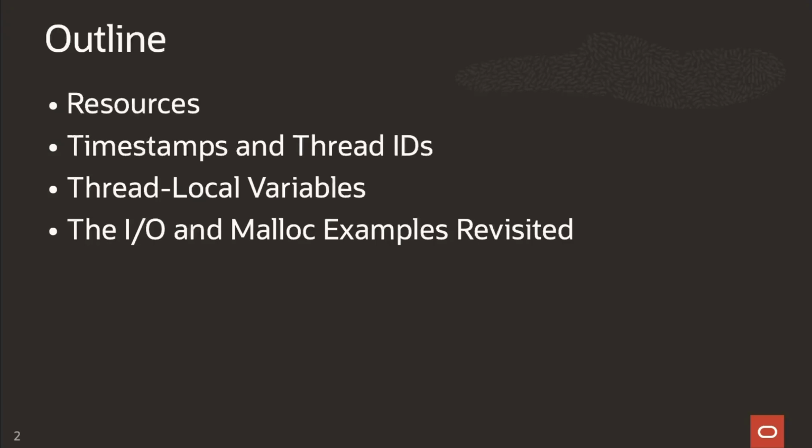I would like to show you some resources, references that may be of help while you develop your DTrace program. Then I'm going to talk about timestamps and thread IDs. This is followed by a very important concept in DTrace called thread local variables. And the bulk of this training is formed by more examples. I'm actually going to revisit some of the examples that were covered in Module 2.